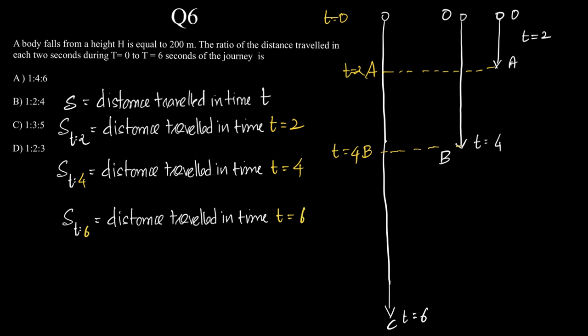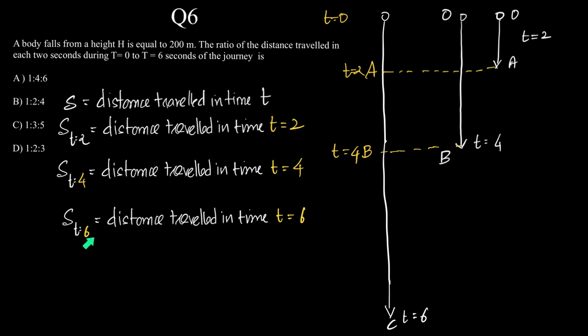All right. So now, okay, let me give it a diagrammatic explanation also. So S at t is equal to 2 implies distance traveled in time 2 seconds, which means the body has traveled OA. S at t is equal to 4 implies the distance traveled in time t is equal to 4 seconds, which means it has traveled OP. Distance traveled is OP.